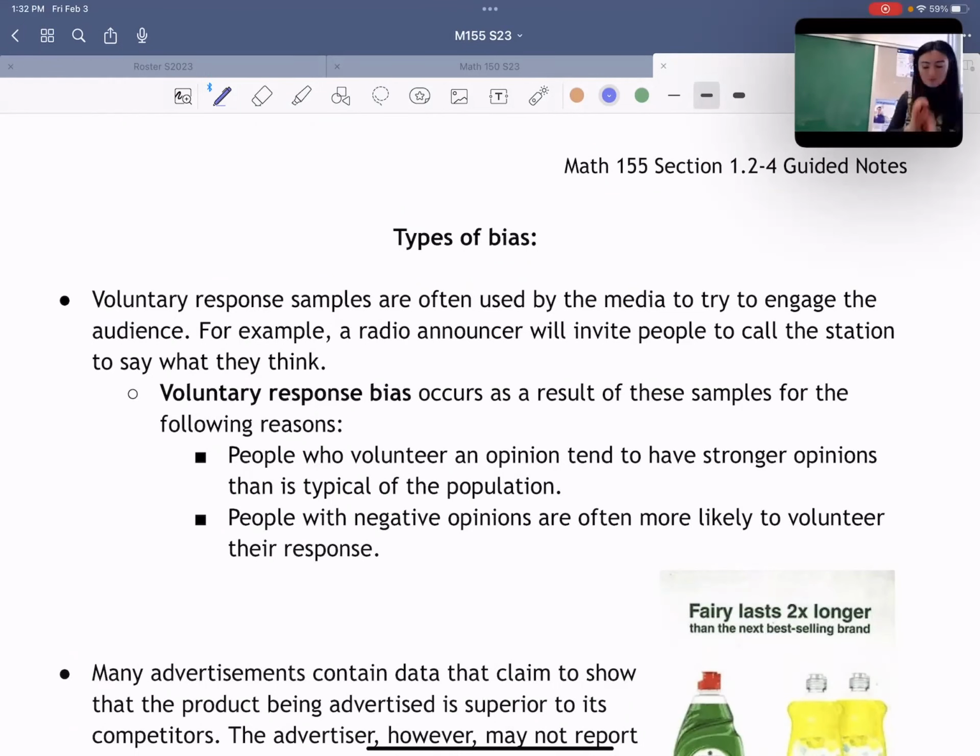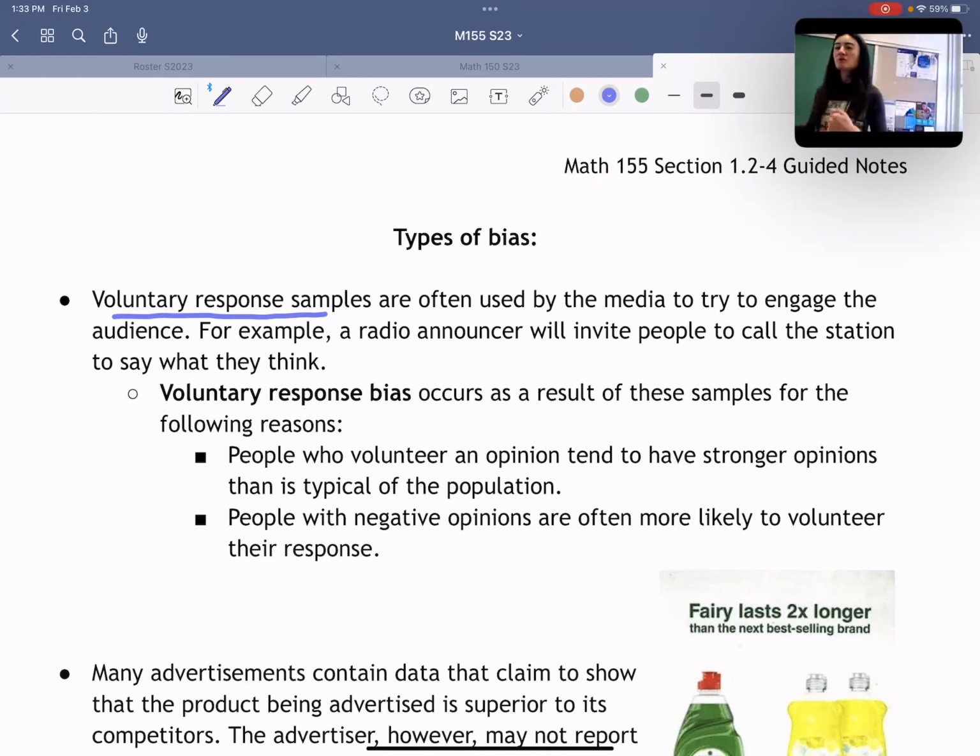The first type of bias comes about with something that we've already talked about. I think maybe it was the first day of class. We talked about voluntary response sampling, or a voluntary response sample. This is a type of sampling where you ask people to volunteer their response. Usually radios do that. They'll be like, hey, can we get people to call the radio and give your opinion on the restaurant?